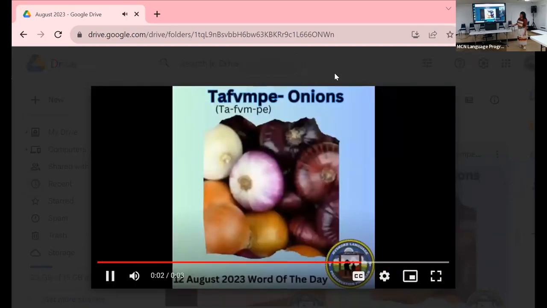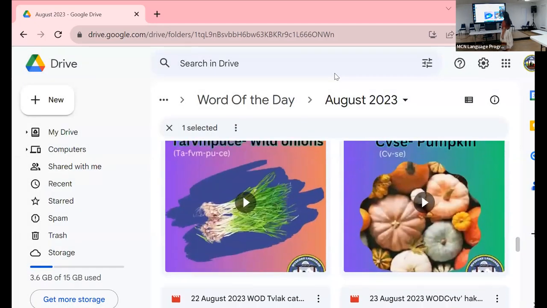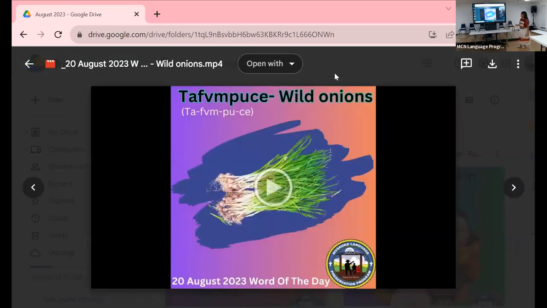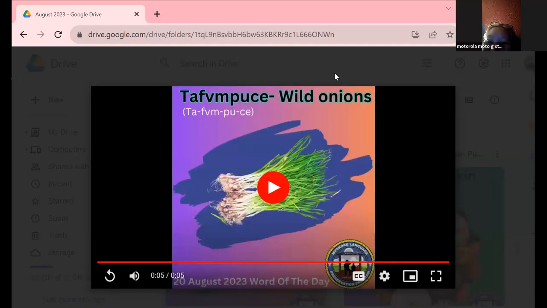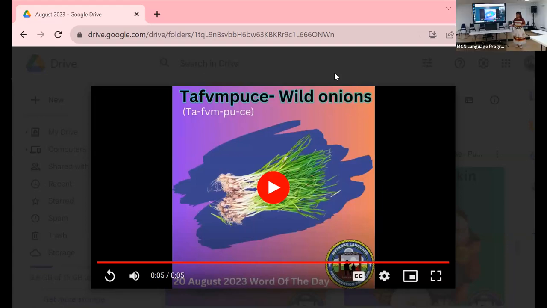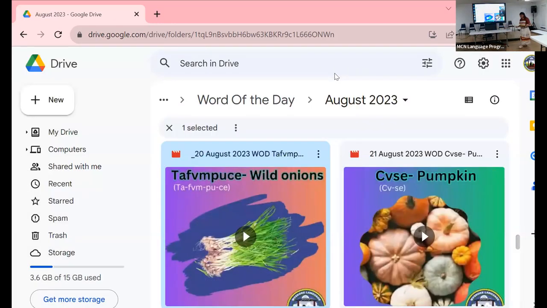Da fumbi, onions. So most of us know fumbi, which means stink. So da fumbi, onions. That makes sense. I mean stink. As soon as I get ready. Wild onions. Da fumbuji. So that is, was it in February, March? Da fumbuji, he grows wild. And I don't know, you guys always hear about the churches having the wild onion dinners. I tell my husband, I'm going to go get some wild onions.